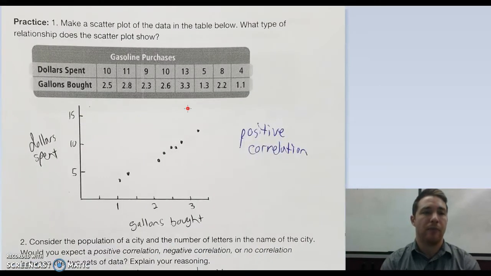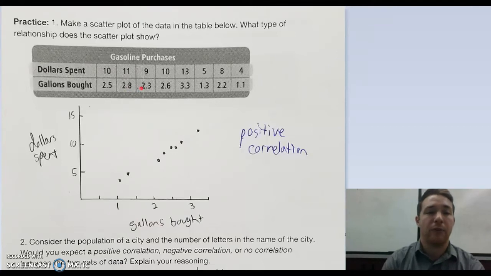So using that, we're going to make a scatter plot of the data in this table below. We want to say what type of relationship the scatter plot shows. I graph my data with the gallons bought along the x-axis and dollars spent along the y-axis. Although you can probably flip these and do the same thing and you'll see the same correlation. But if I just enter those points, if dollars spent is 10, gallons bought is 2.5, so 2.5 and 10 would be about right there. If I buy 2.8 gallons, that's $11, so 2.8 and 11.